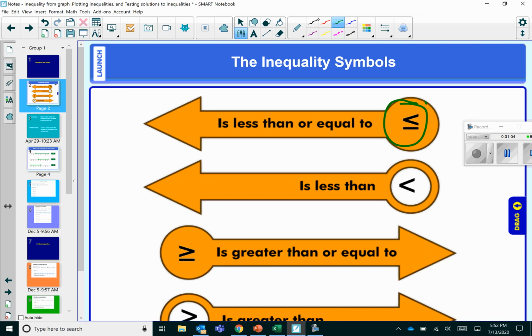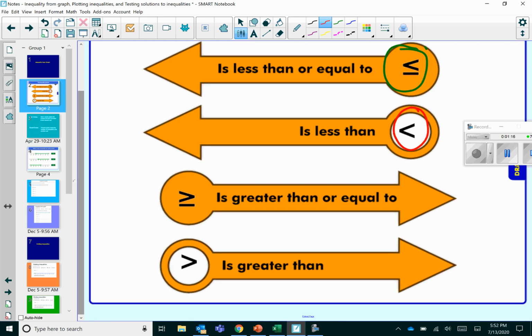The next one below it, which I'll circle in red, is just less than. Notice there's not that half of an equal sign underneath it, so this would just be less than. And as you can see, there's an open circle for that one. Then, in purple, we've got greater than or equal to. You'll notice that the arrow is pointing to the right, because if something's greater than on a number line, typically you're moving to the right, and your number is getting larger. And last but not least, the bottom one is just greater than, which is an open circle.